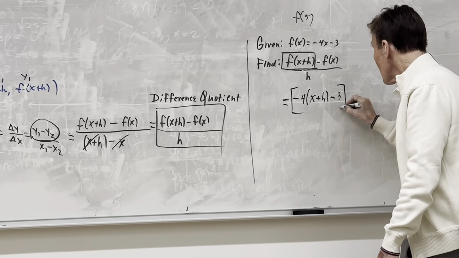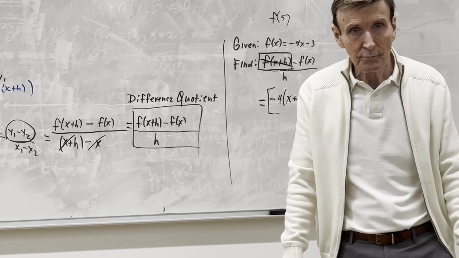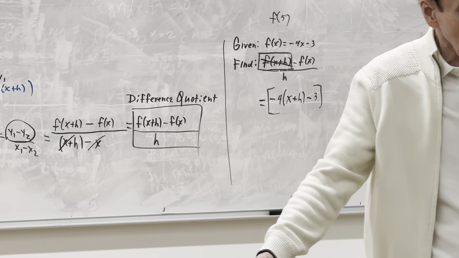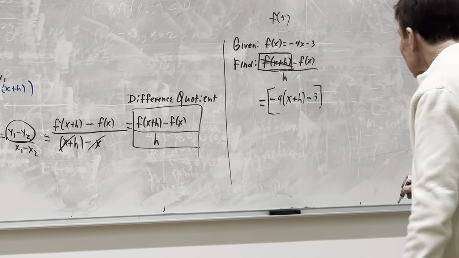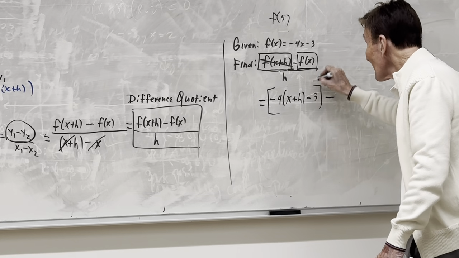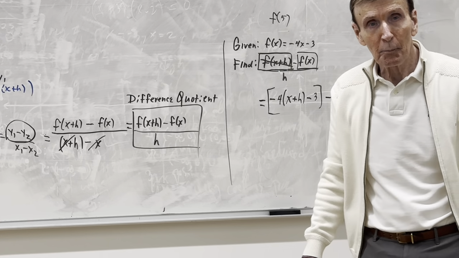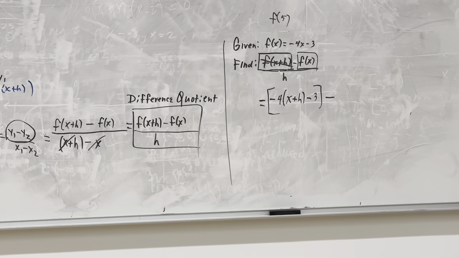Let me mark this out. That's done. It says go to the function and replace x with x plus h. Now I'm not quite finished. Now it says subtract. Look at this in the difference quotient. What am I going to put for a replacement for that?